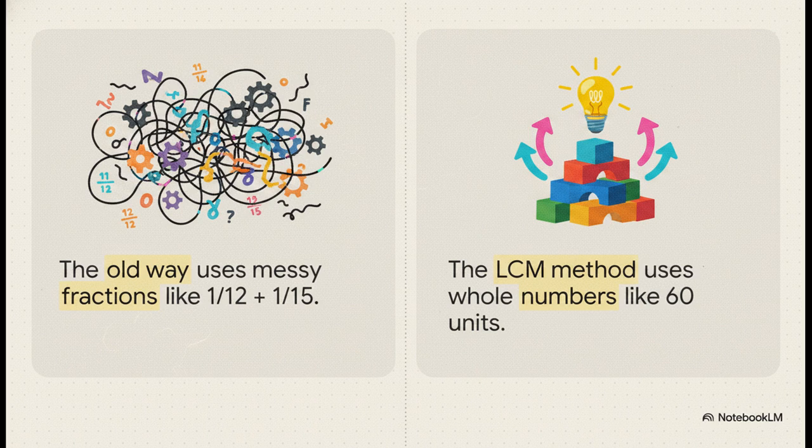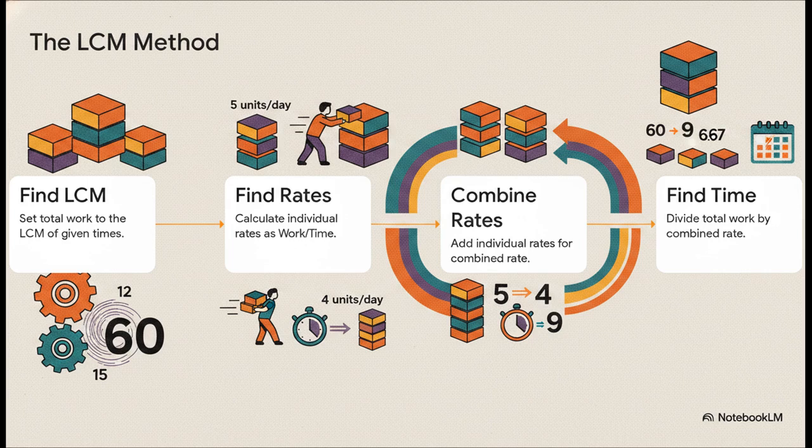But look at the clean LCM method on the other side. It completely eliminates messy fractions. By assuming the total work is simply the least common multiple of the given times, so in this case the LCM of 12 and 15 is 60, we just pretend there are exactly 60 units of work to be done. Boom, we just gave our abstract work a physical dimension, and suddenly we've turned complex fractional algebra into simple middle school addition and subtraction. Once you assume the total work is that least common multiple, the math literally does itself.